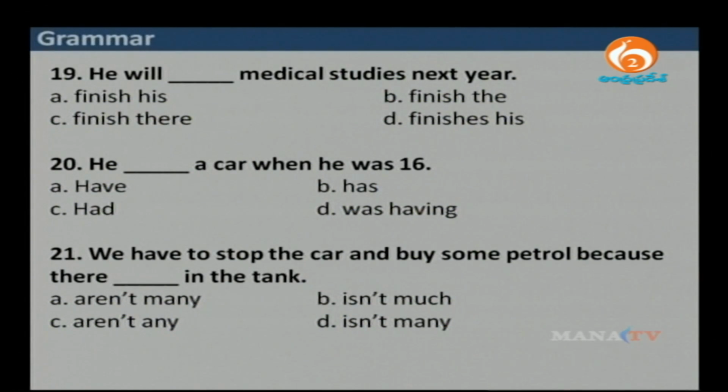Number 21, we have to stop. You see this, "we" is plural. We have to stop the car and buy some petrol because there aren't many in the tank, isn't much in the tank, aren't any in the tank, isn't many in the tank. So, petrol is a non-count noun, you cannot count it, you need to add a count noun. For example, give me a tank of petrol. So, petrol is non-count, so it will be "isn't much". So, 21B is the correct answer.